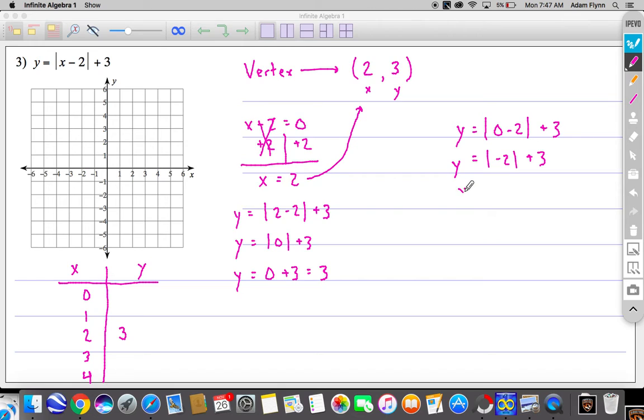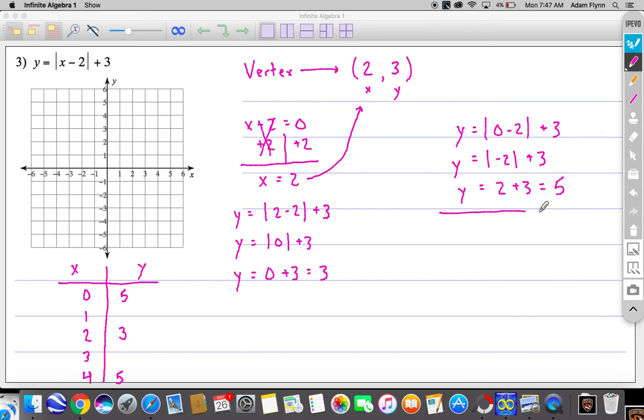Absolute value of negative 2 is going to be 2. And then when we add 3, we get 5. So when I plug in 0, I know I get 5. So since I found my vertex to start off using my axis of symmetry method, because 0 is 2 units away from 2 on the number line, and 4 is also 2 units away from 2 on the number line, I know that when I plug in 4 into this absolute value equation, I will also get 5. Okay? Definitely allowed to do that.